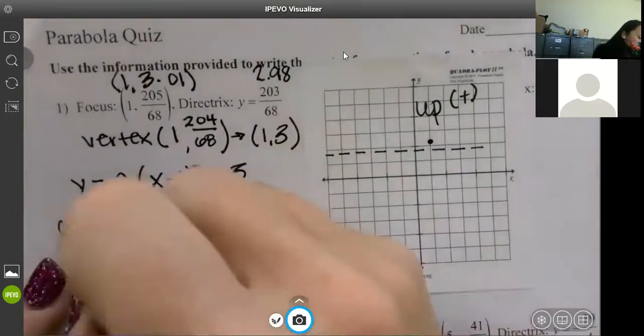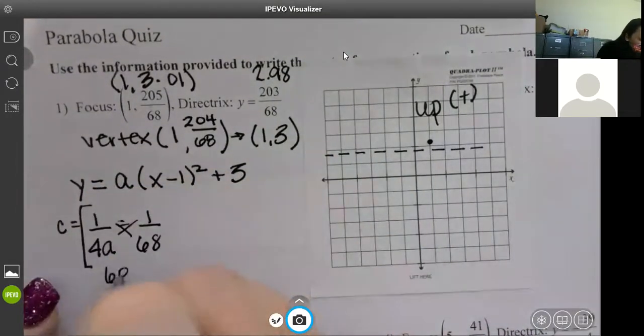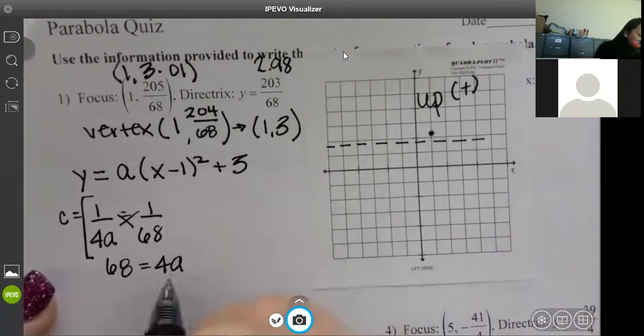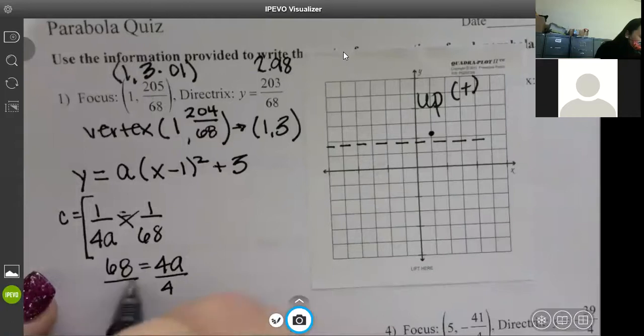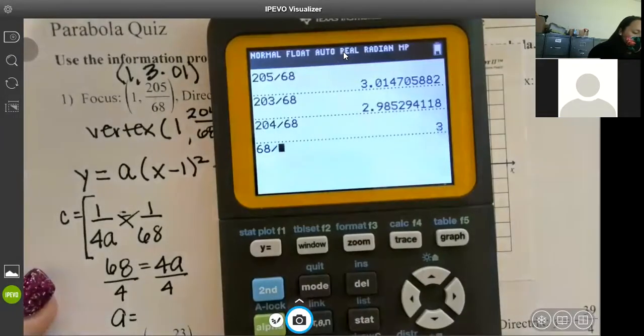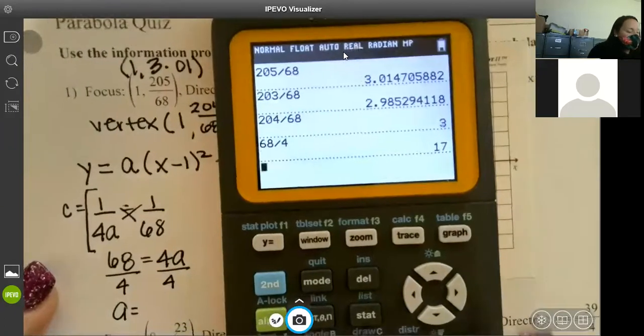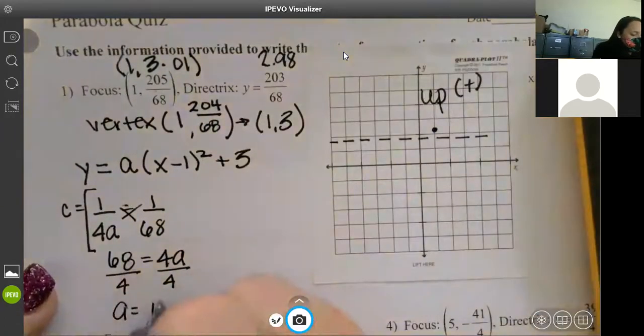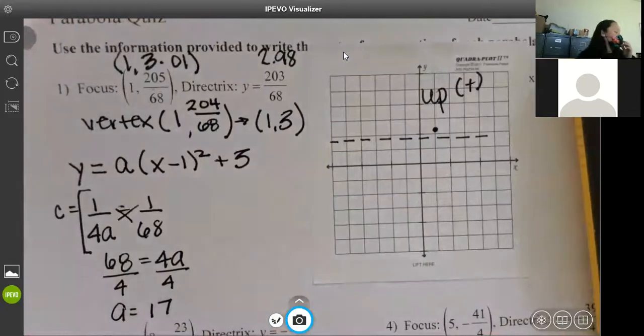We're going to cross multiply. We get 68 equals 4a. We're going to divide by 4. And if you do that in your calculator, 68 divided by 4 gives you 17. I don't think there are any fractions in your answers at all today. So if your answer has a fraction in it, something is wrong, okay?